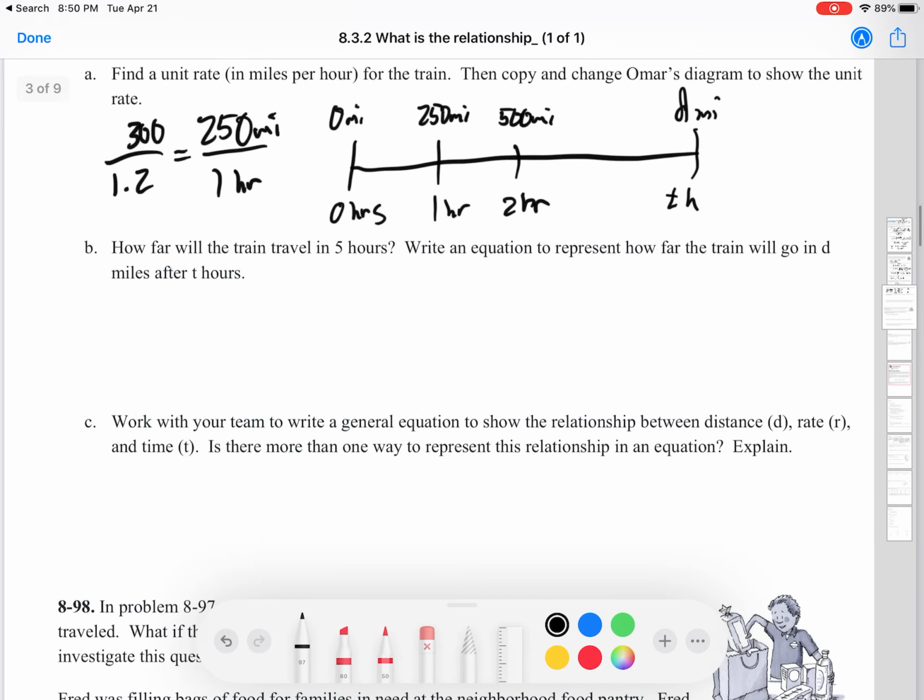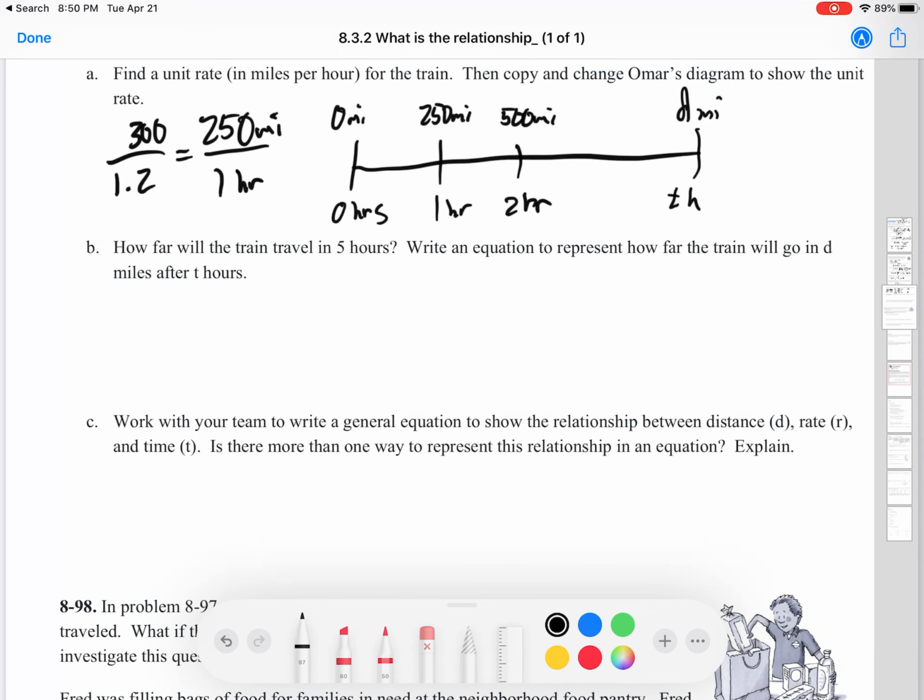How far will the train travel in 5 hours? Well, we can already see that it's increasing, right? How is it increasing? It's increasing 250 each time. So what we could do is take that 250 and multiply that by 5, and then we're going to find out how far the train will travel in 5 hours. It actually asks us to write the equation to represent it.